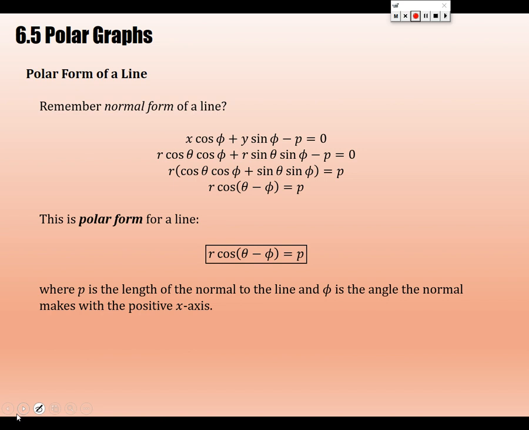P is the length of the normal. Phi is the angle that the normal makes with the positive x-axis, right? And R and theta are variables, right? You don't plug anything in for those. Those are not constants. R and theta are R and theta. So, very quickly from normal form from last semester, we can get polar form. So a little walk down memory lane here.